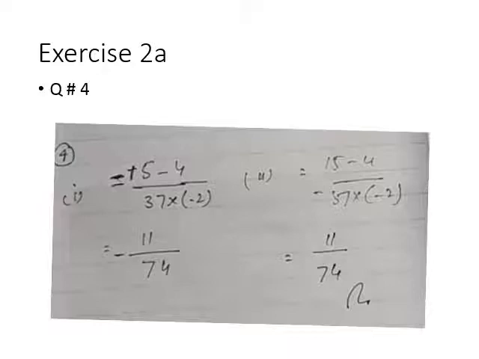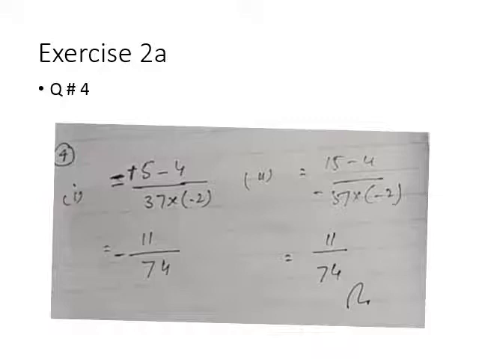Next is question number 4. Write down the rational number whose numerator is 15.4 and whose denominator is 37 multiplied by minus 2. We will see here that this rational number is minus 11 by 74, and the second part is: express the above rational number with a positive denominator.